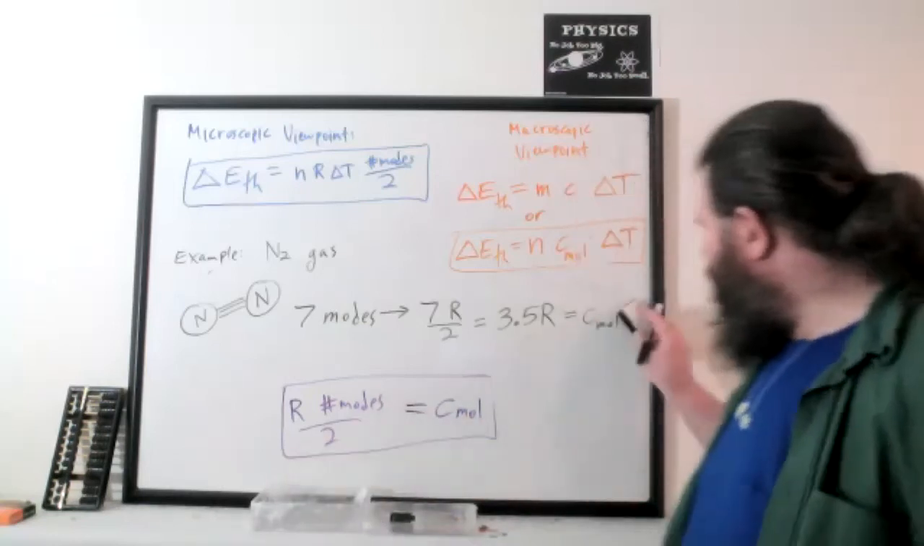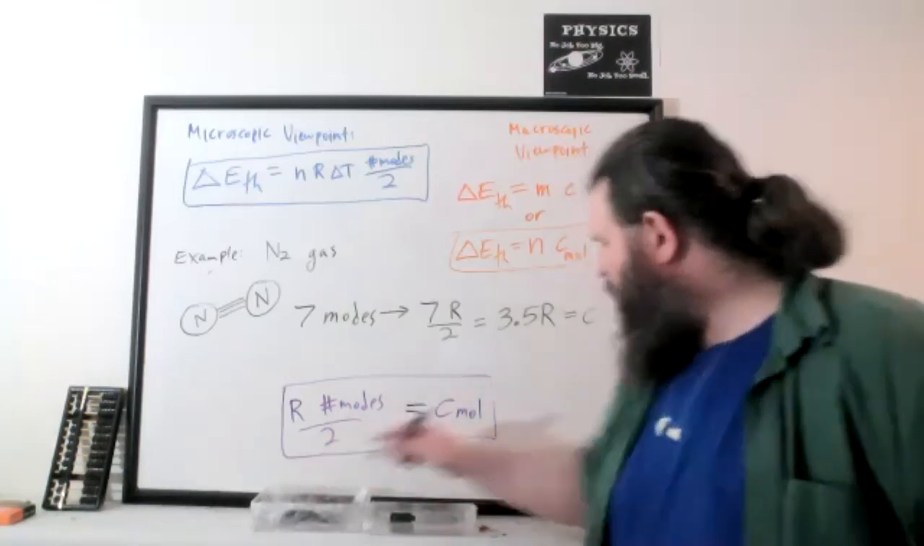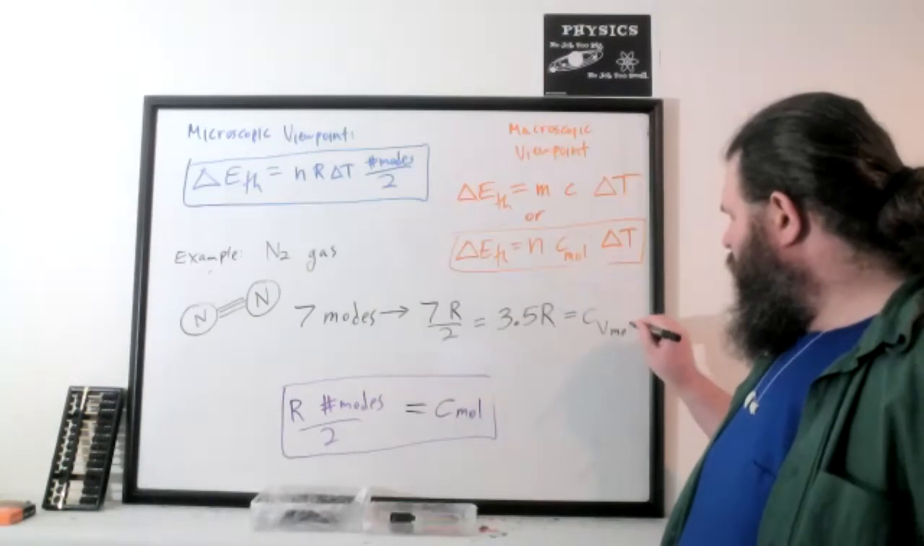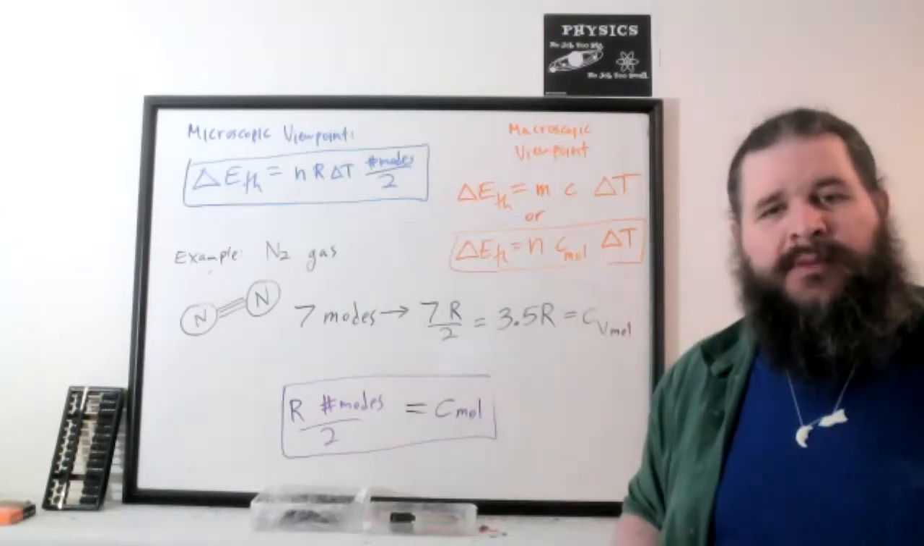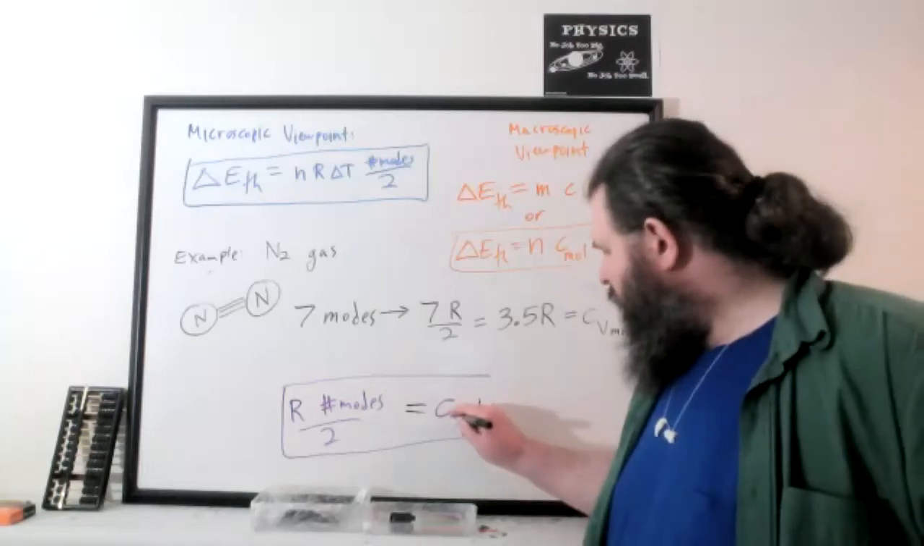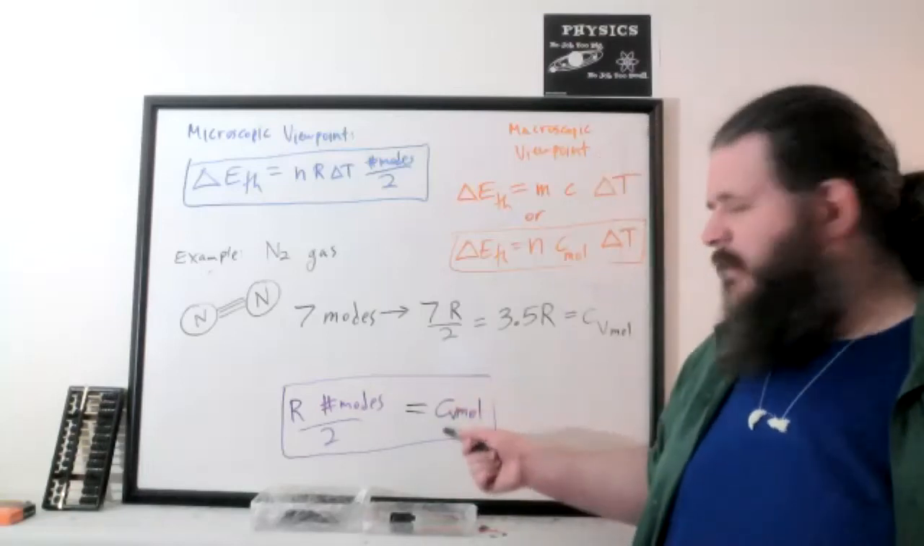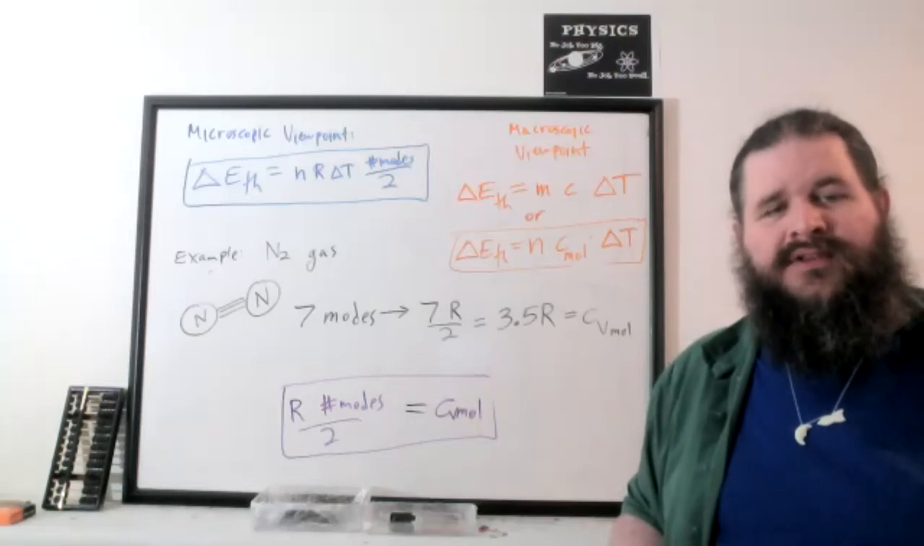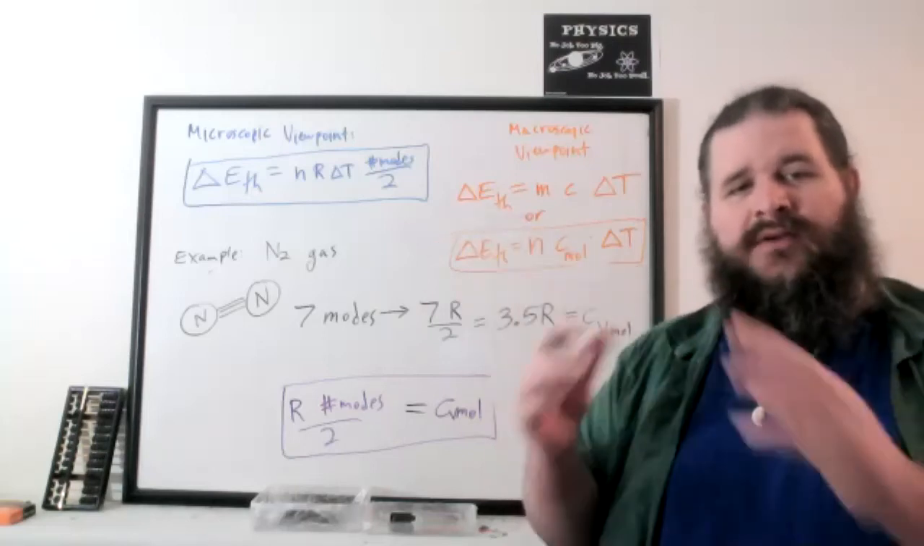You'll also see this sometimes referred to as CVM, CV mole. The V here just means we're assuming the gas remains at constant volume during this process. So I should probably put that here as well. CV mole means the gas is being held at constant volume during this process. It's not allowed to expand or contract.